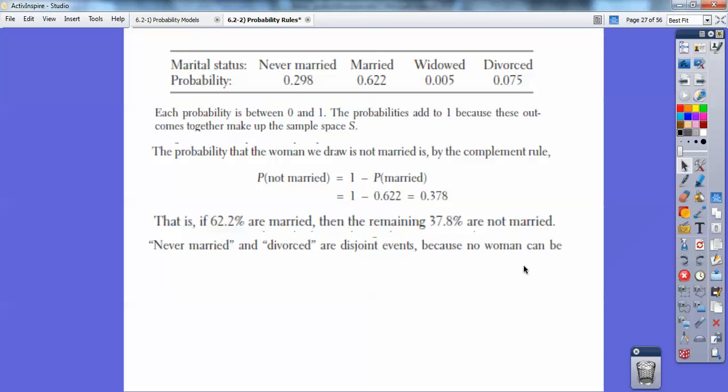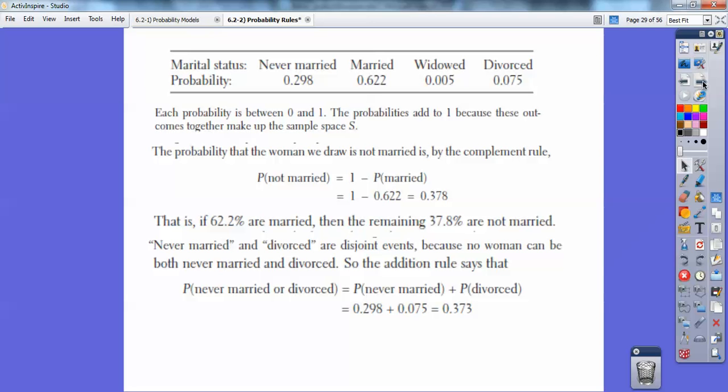And never married and divorced are disjoint events because no woman can be married and divorced at the same time. So you can use the addition rule on that because they're disjoint events. The probability of never married or divorced is the same as the probability of never married plus the probability of divorced. And you just take those numbers up above and you get about 37.3% or 0.373.